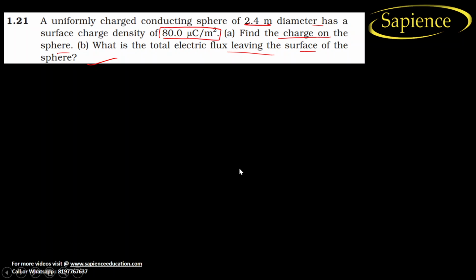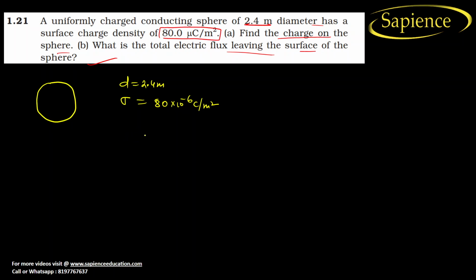Now let's solve this problem. Again, try to read so that you will be able to solve this type of problem. A uniformly charged conducting sphere. So there is a sphere which has been uniformly charged, with a diameter of 2.4 meter, and a surface charge density, that is sigma, of 80 into 10 to the power minus 6 coulomb per meter square, because they have given you the unit in micro coulomb.